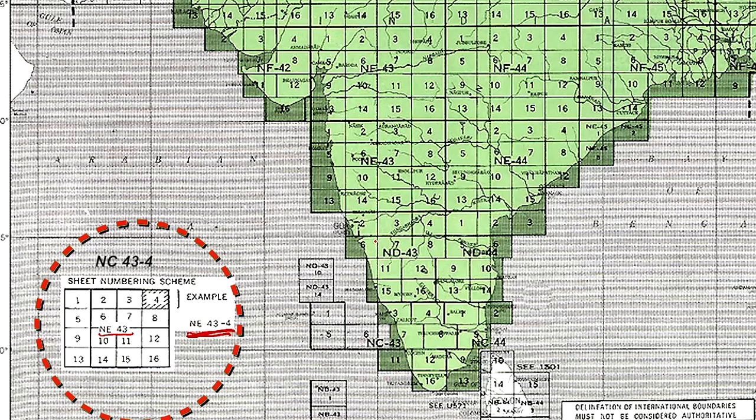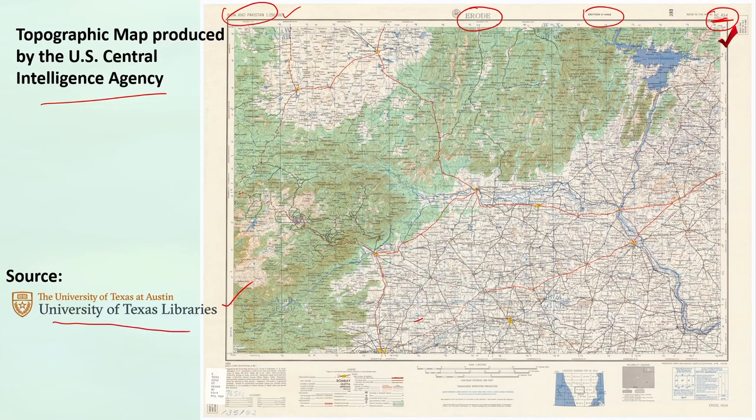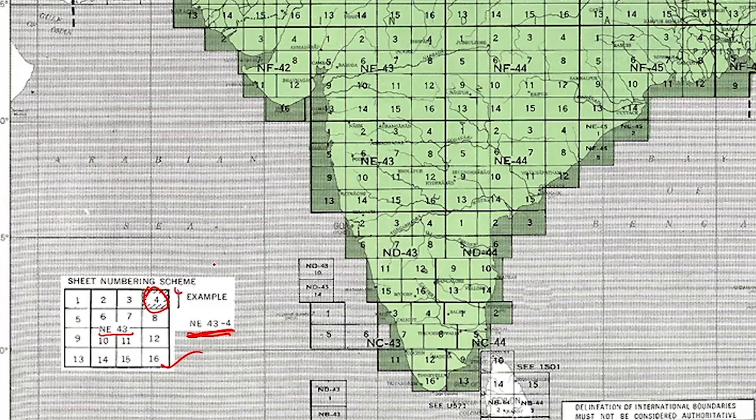In that, NC 43 will be subdivided into 16 subdivisions. In that, the fourth division is shown in the previous slide. So NC 43-4 means the NC 43 grid is divided into 16 subdivisions. In that, the fourth division is shown above. This is how they have prepared a topo sheet in the scale of 1:2.5 lakh.